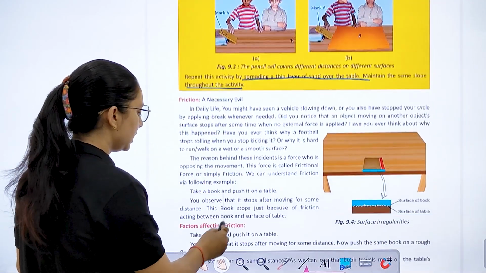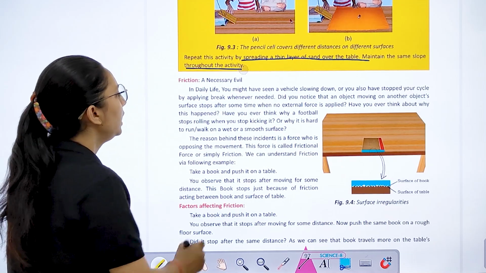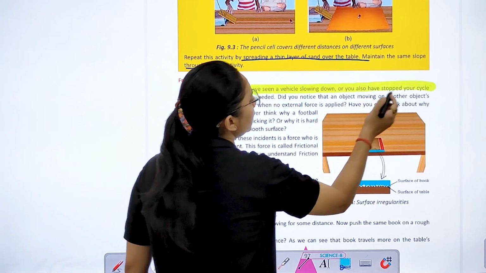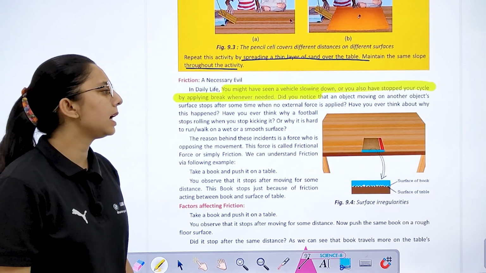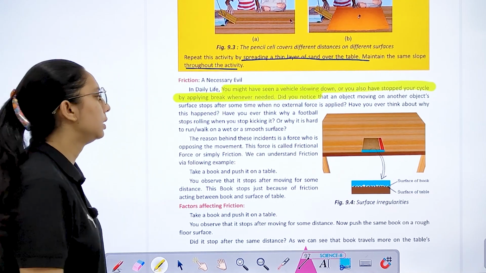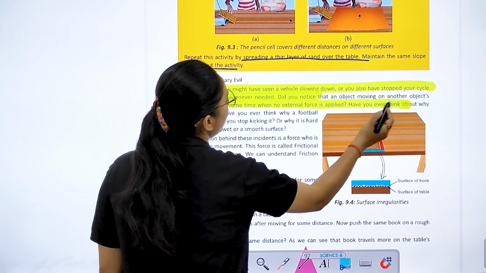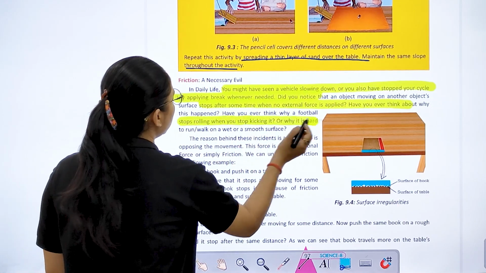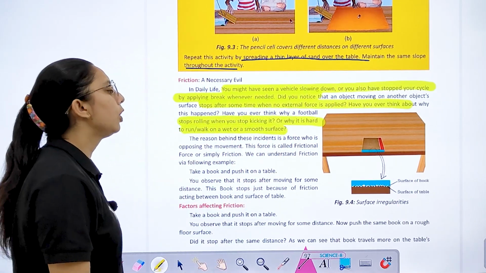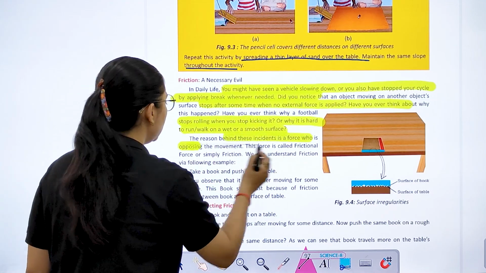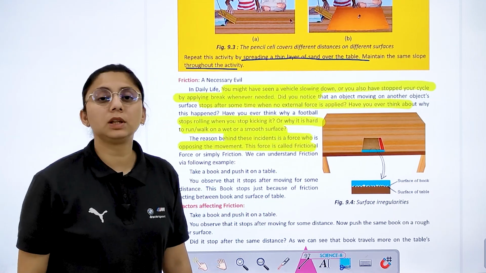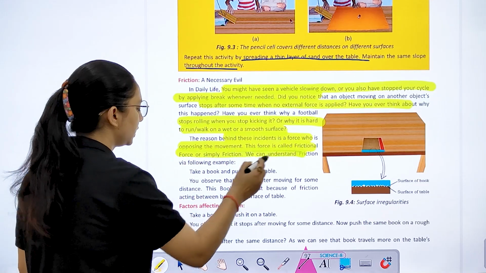Now friction is a necessary evil. In daily life, you might have seen a vehicle slowing down, and you have stopped your cycle by applying the brake whenever needed. Did you notice that an object moving on another object stops after some time with no external force? A football stops rolling when you stop kicking it. Or why is it hard to run or walk on a wet or smooth surface? Because there is a force opposing the movement. So the force is called frictional force.